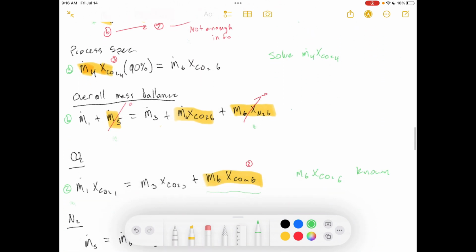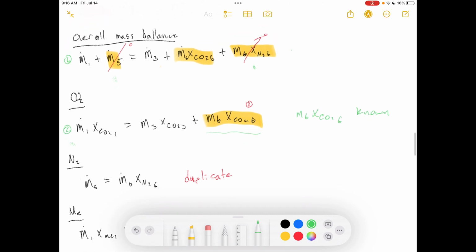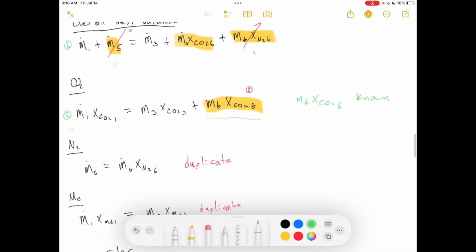Then I looked through and I said, okay, now M3 is known. Does that open up any other options for me? Okay, this is known. M3 is known now. So now there's only one unknown here.